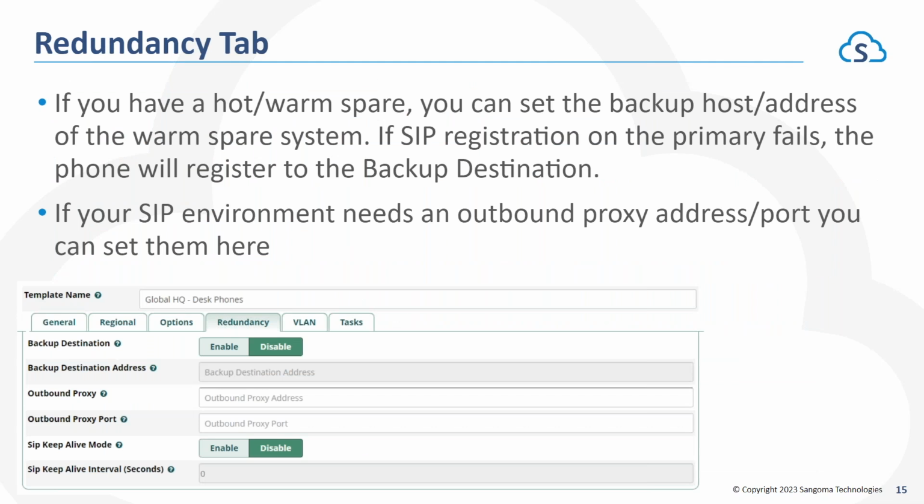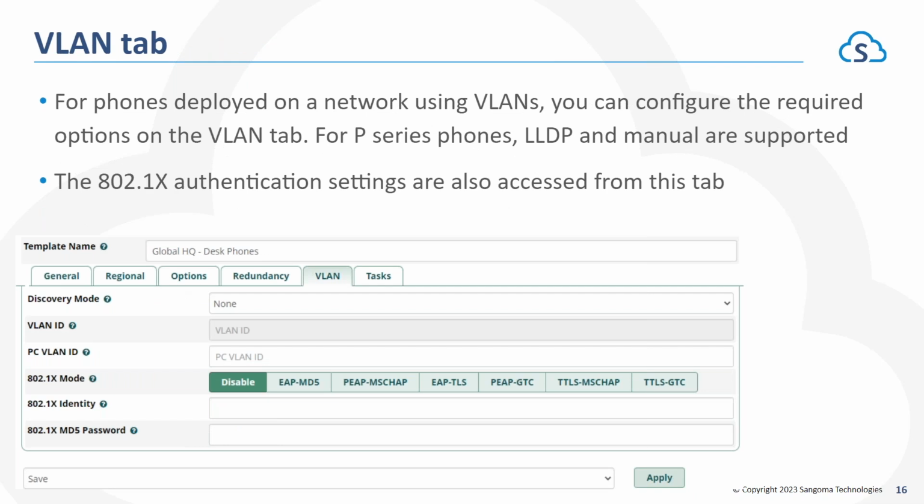Next tab over is Redundancy. If you have a PBX set up in a hot spare or warm spare arrangement, here is where you set the backup destination. So if SIP registration fails on the primary PBX, then it uses this address here to attempt a registration on the backup server. There are also outbound proxy and proxy port settings here if your SIP environment requires those. VLAN tab is where you specify VLANs if you're on a network that's using them.